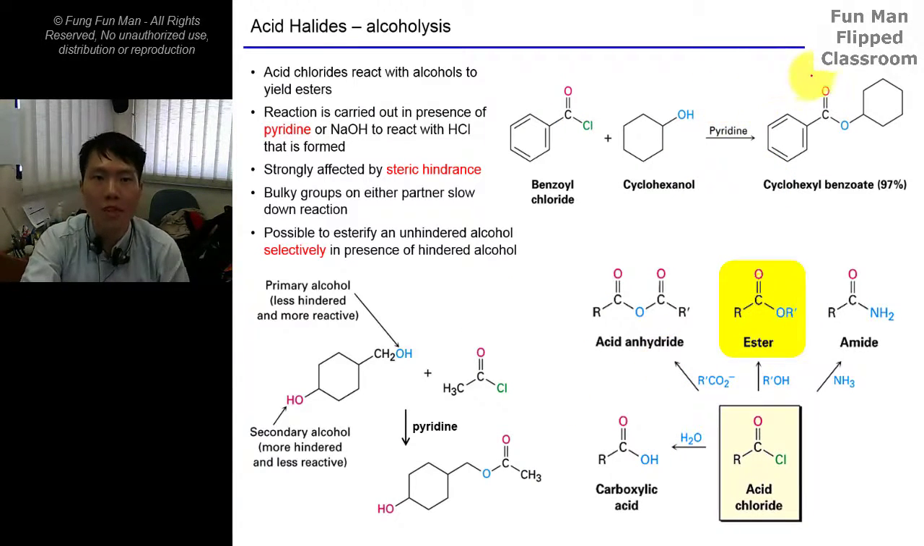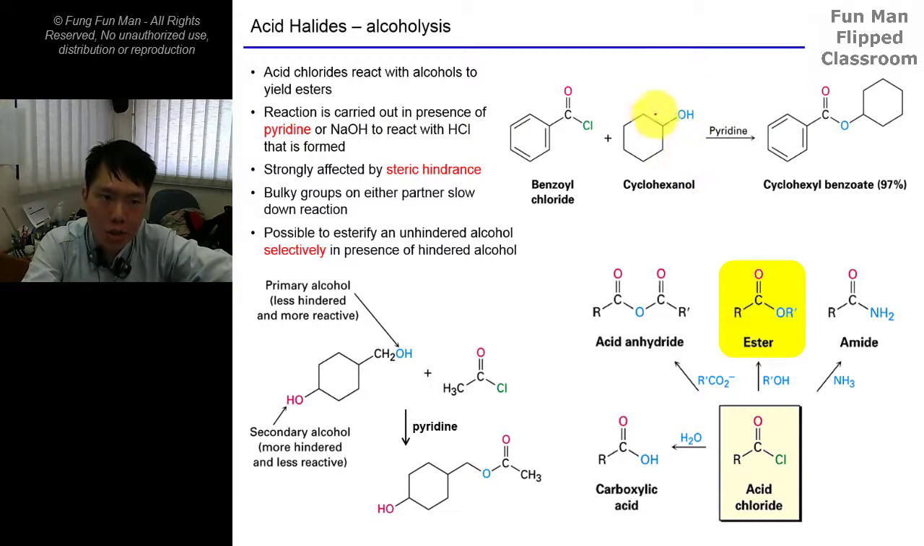Now what is the purpose of this slide? You see, acid chloride reacts with alcohol to form esters. We know that, right? Now the reaction is carried out in the presence of pyridine, which is a base, or NaOH, which is a base, to react with the HCl that's formed. Because we know that after this reaction, this Cl goes with the H. So your byproduct here is actually white fumes of HCl gas.